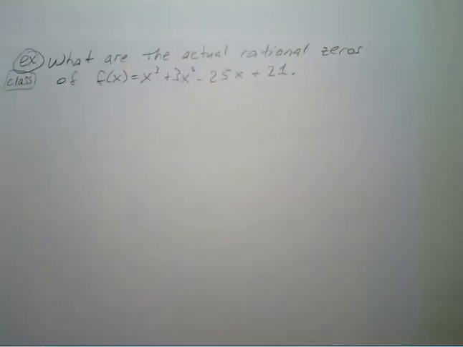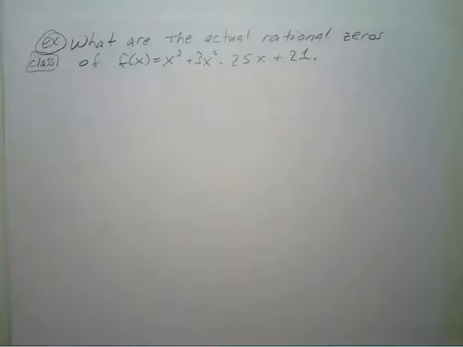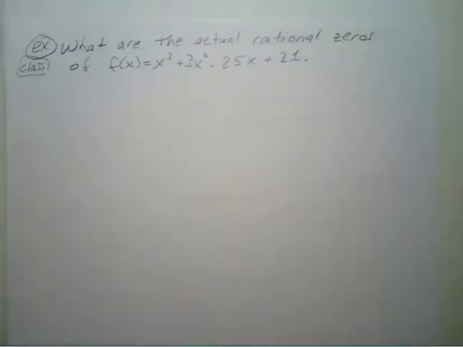Okay, so what are the actual rational zeros of f of x equals x to the third plus 3x squared minus 25x plus 21? Okay, so using the possible rational zeros formula and synthetic division, I want you to press pause and try to do this one on your own. Alright, so I'm assuming you've pressed pause and you worked this one out. So let's go ahead and verify your answer.